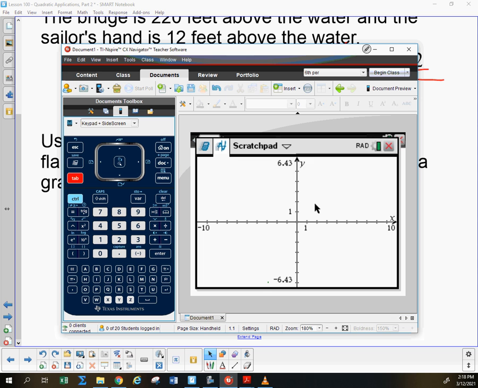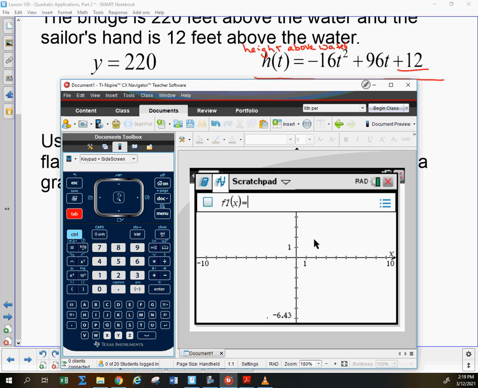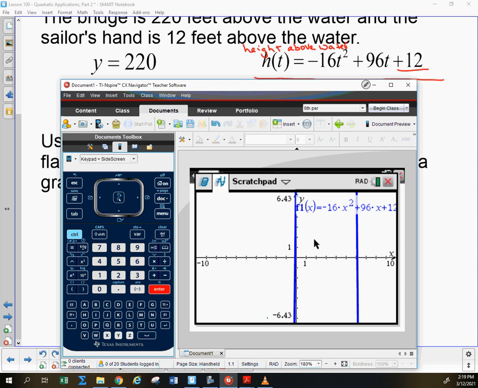So tab to be able to enter our equation, and we need to enter negative 16, and we use x's, not t's, x squared plus 96x plus, oops, didn't get it on tab there, negative 16x squared plus 96x plus 12, and okay, I kind of see part of my parabola, not seeing it all.